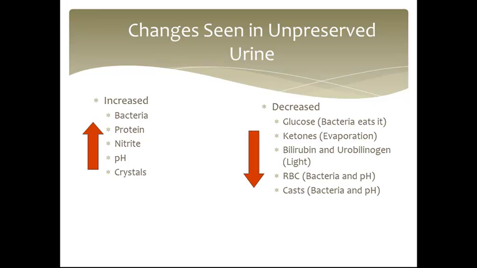Changes in unpreserved urine. There is an increase in bacteria, protein, nitrites, pH, and crystals. And there is a decrease in glucose because bacteria eat it. Ketones evaporate. Bilirubin and urobilinogen are affected by light. Red blood cells and casts are affected by bacteria and the pH, especially in alkaline urine. You can also see some changes in color or turbidity. Some will become hazy as blood cells and casts are broken up.